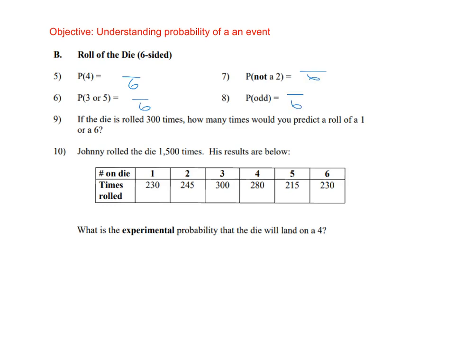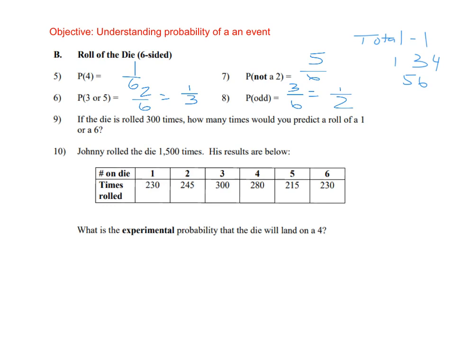All right, probability of rolling a 4. How many 4s are there? There is 1 4 on a die. 3 or 5. That's a total of 2, which is a third. Not a 2. Well, how many numbers are not a 2? 1, 3, 4, 5, 6. 5 out of 6 of them. You also could do the total minus 1. Same idea. Odd, 1, 3, and 5 again, that's half.